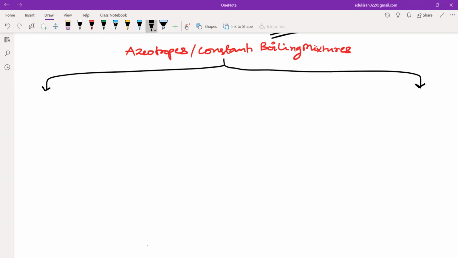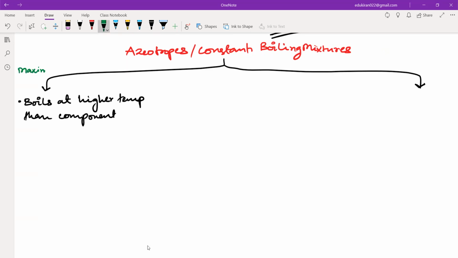Now, there can be two different types of azeotropes. Some of the azeotropes boil at a higher temperature than the components. Okay, higher temperature. So at higher temperature, that means it is maximum boiling azeotrope. And there will be some which will be boiling at a lower temperature than the components.